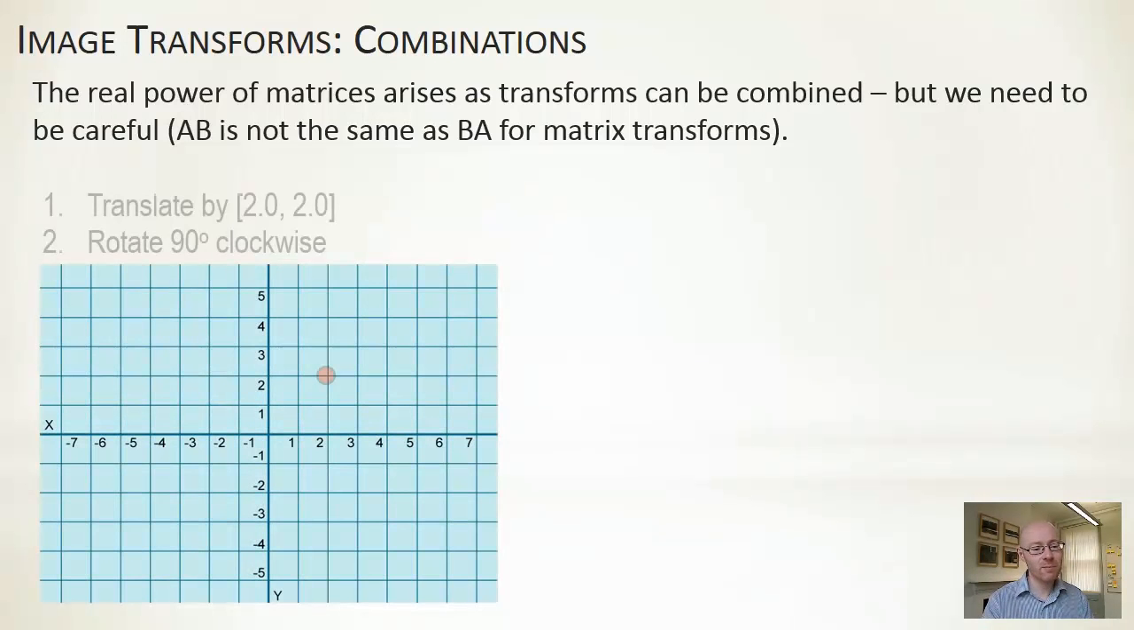Here we have an ordinary two-dimensional coordinate system, and we want to do two transformations. We want to take our point 2, 2 that's highlighted and translate it by 2 along the x, 2 along the y. And we then want to rotate that point 90 degrees clockwise. So those are two transformations that we want to do. The first one is we translate 2 along the x, 2 along the y. It brings us from the point 2, 2 to the point 4, 4.